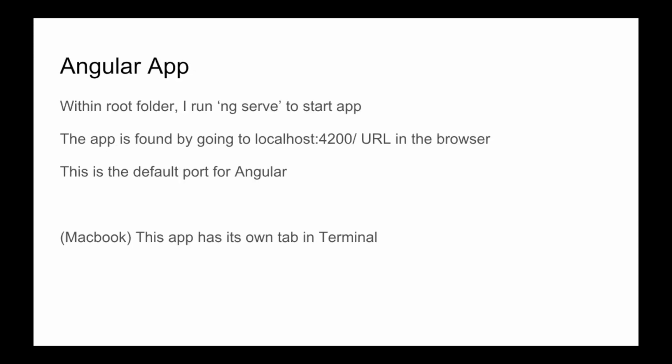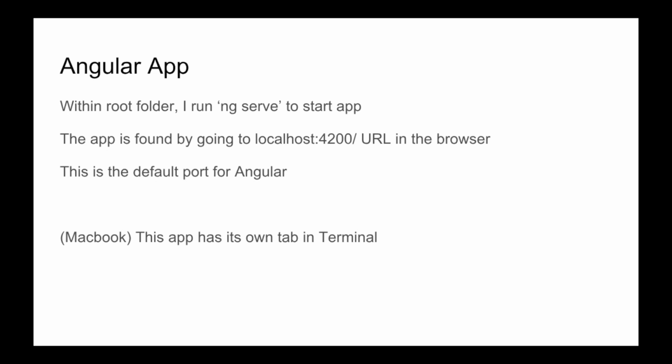Within the root folder, because reminder, it is in its own directory, I run ng serve to start the app. This is essentially its own app. And the default port for Angular is 4200, so when this app has built and is being served by the Angular server, then you can access your app in your browser by going to localhost 4200. If you have a MacBook, you're going to be using terminal, or likely using terminal. And if you have Windows, I'm not too sure, but you're probably going to be using some type of command line similar to terminal.